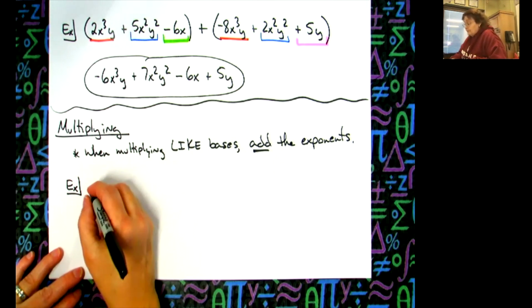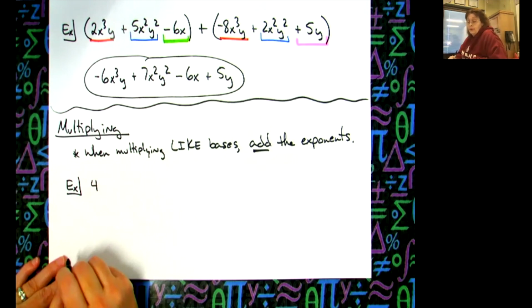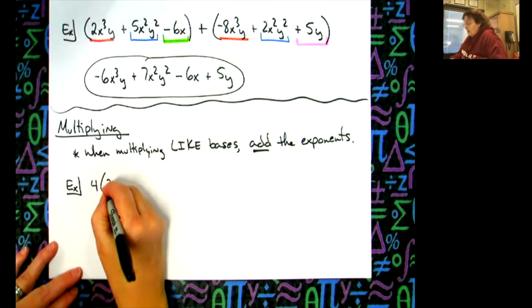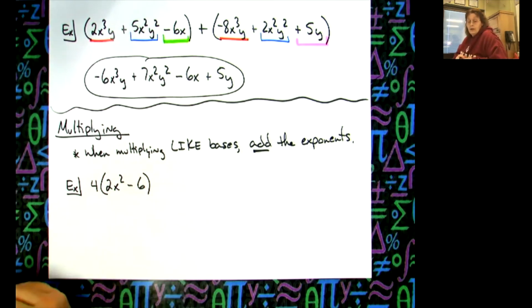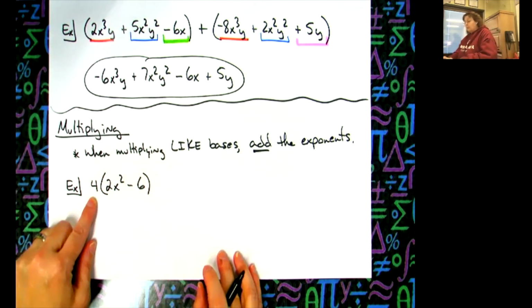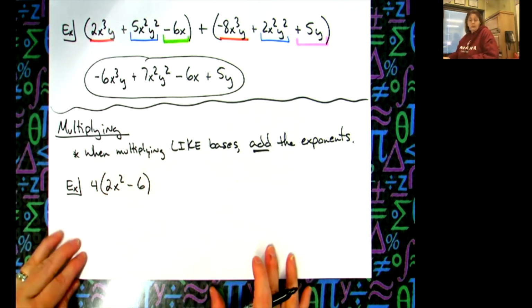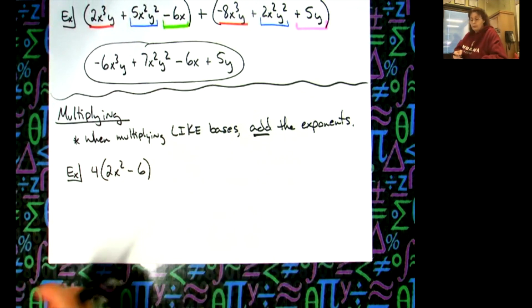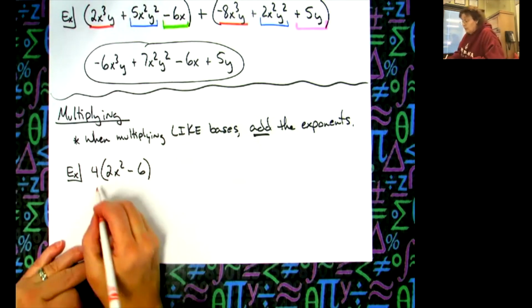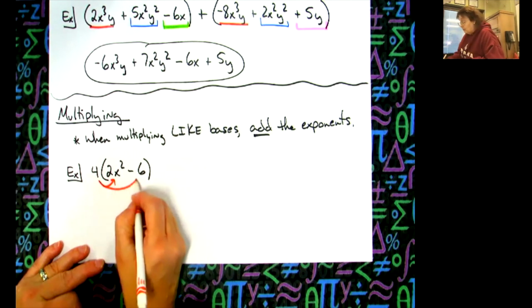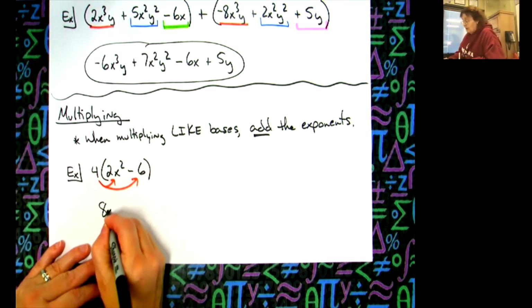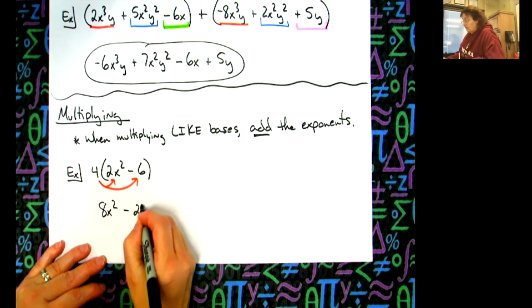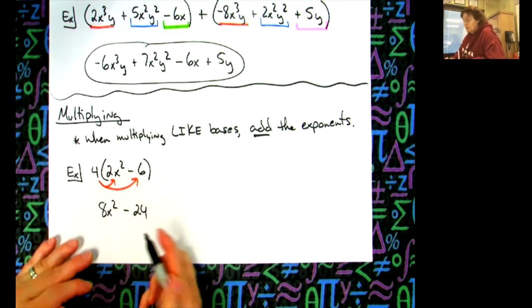Okay, so I could have maybe say a 4, if we go really simple, just a 4 on the outside and a 2x squared minus 6 on the inside. All right, this would be just a number times a binomial, but it's multiplying polynomials because those can be considered that. All right, and we repeat the distributive property over and over and over. Okay, so that's going to be an 8x squared and then a minus 24. These are not like terms. At that point, I'm done.